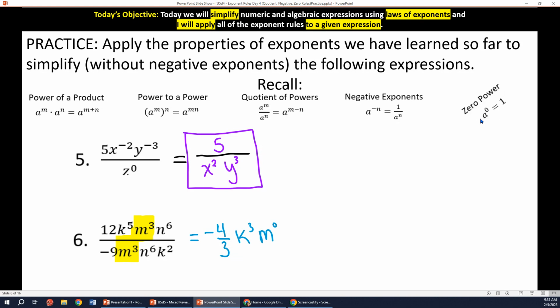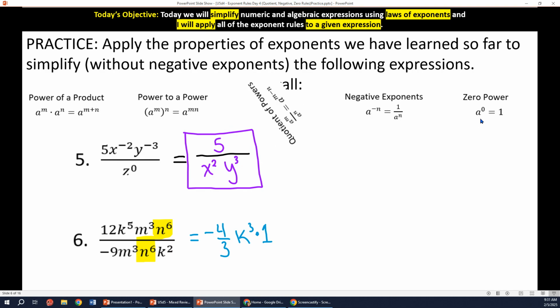But I'm also going to apply the 0 power rule that says that anything to the 0 power is just 1. Then I'm going to group my n's, n to the 6th over n to the 6th. I'm going to use my quotient rule and subtract those and get n to the 0 power. And then I'm going to apply that 0 power rule again and get another times 1. So then when I look at this, I know, I'm going to put it back, positive 1 times positive 1, I know when I'm multiplying by 1, it's not changing anything, so you don't have to write them. My answer is negative 4/3 k cubed.